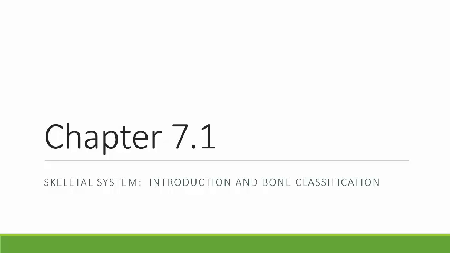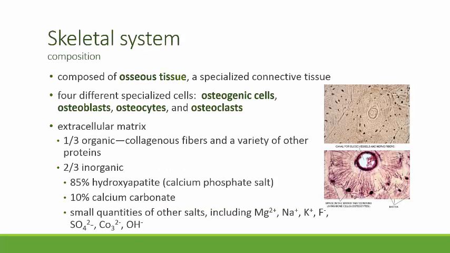Welcome to Chapter 7. With Chapter 7, we're going to be looking at the skeletal system, and so this presentation is going to be your introduction to all of this. The skeletal system is composed of what's referred to as osseous tissue, and the prefixes os and osteo are prefixes that relate to the skeletal system. So when you see these, you know that you're talking about something related to the skeletal system.